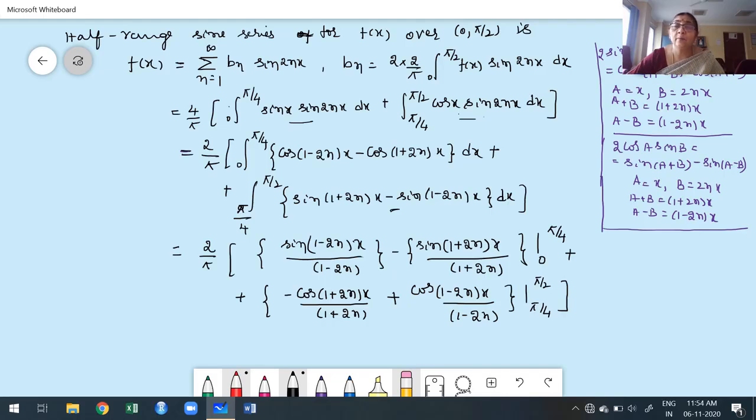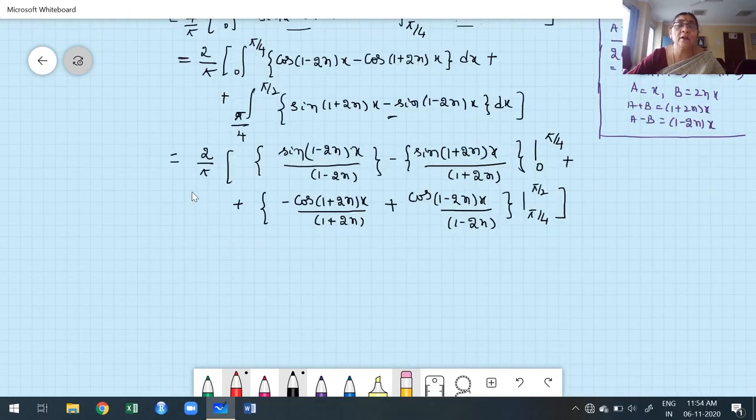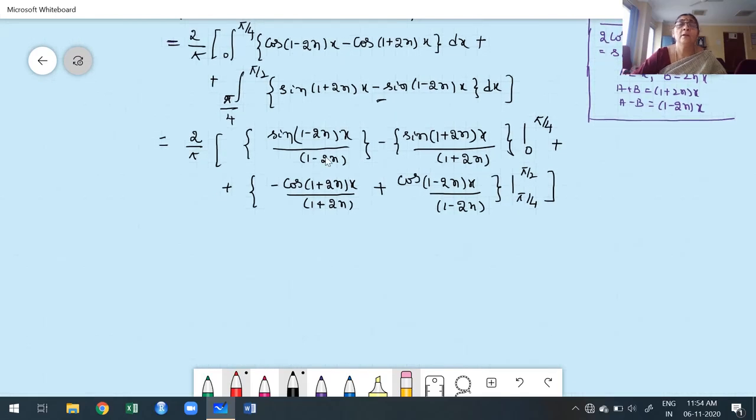In the next step, before applying the limit, first we have to verify what happens to the sine and cos functions at the limits. Now, sine of 1 minus 2n into pi by 4, this is the first term I am talking about. It's nothing but sine of pi by 4 minus, 2 cancels with 4, n pi by 2.